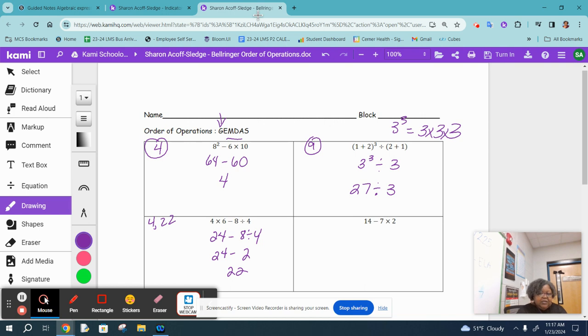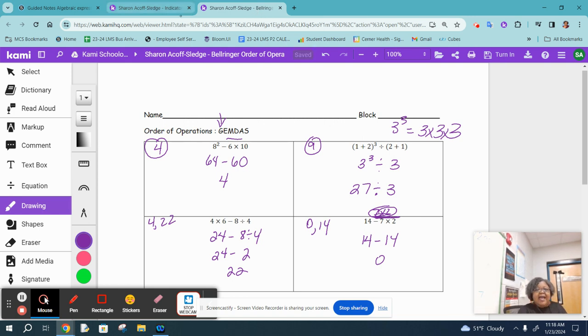What about this one? Did you get 0 or 14? Okay, so what do we do first? The multiplication. Yeah, now if you do this, 14 minus 7 is 7 times 2, you're going to get 14. And I'll know exactly what you did wrong. Okay, we're going to turn these in at the end when we turn in our other work.